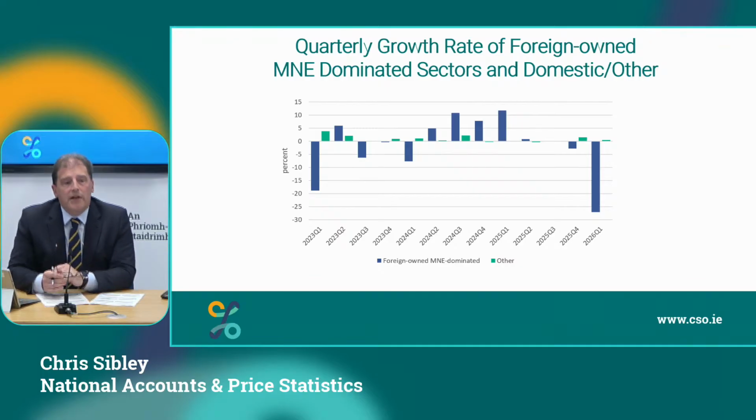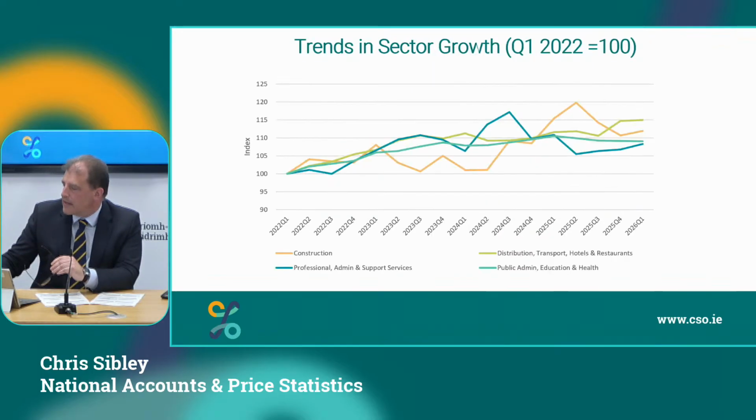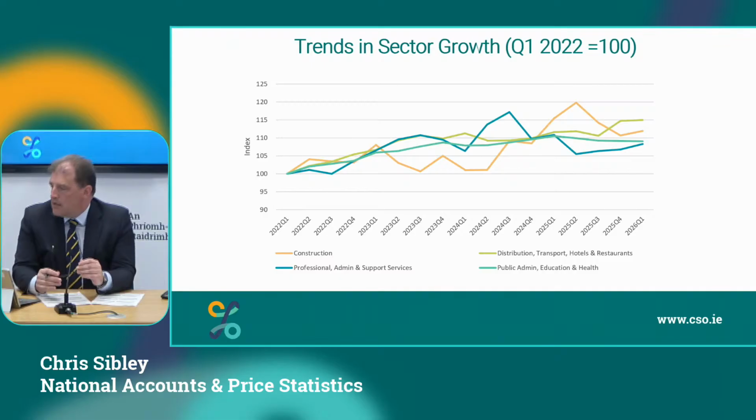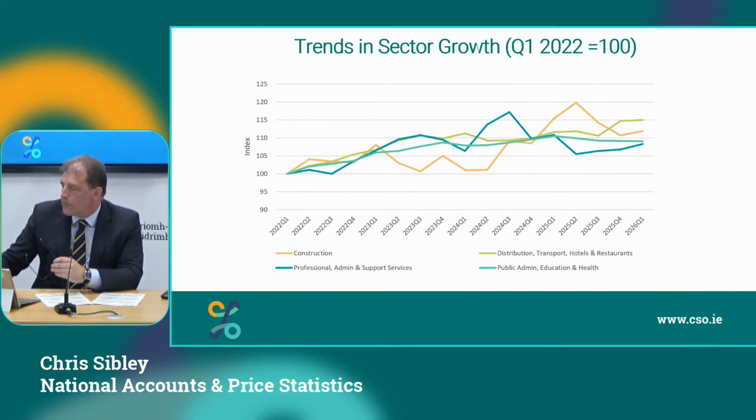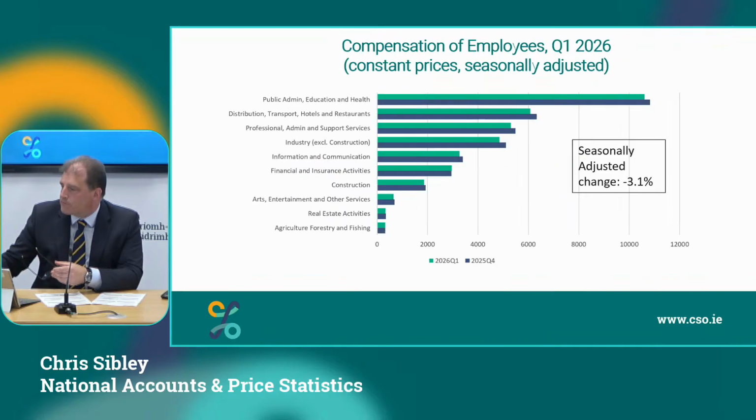It looks pretty much like the GDP and MDD graph we saw a couple of slides ago. Those domestic sectors, again, to focus on the largest one by weight, is distribution, transport, hotels and restaurants. We're seeing growth in that, a little growth in construction, along with professional admin and support services. So a broad-based set of domestic growth, small positive domestic growth.